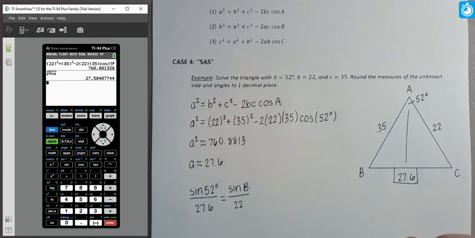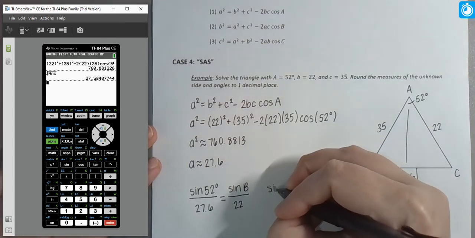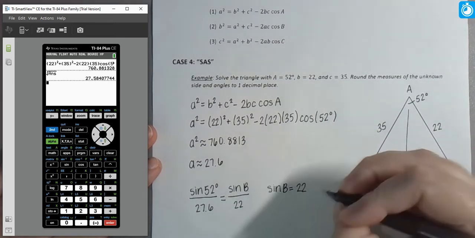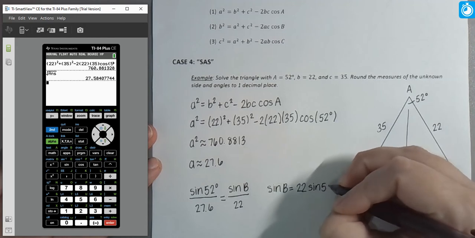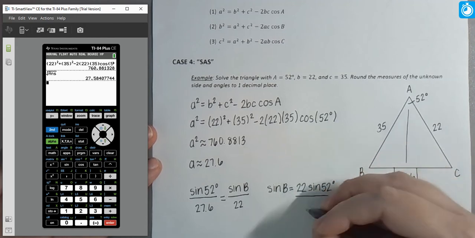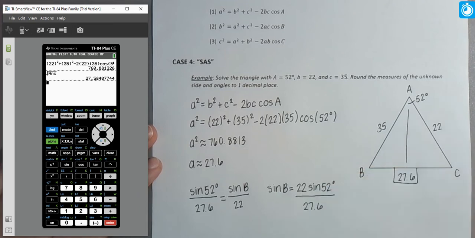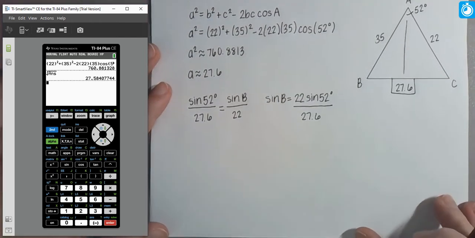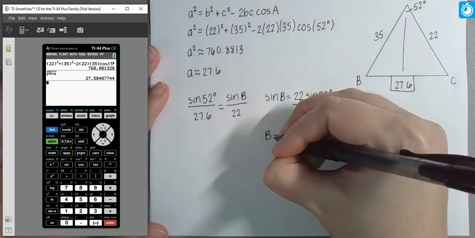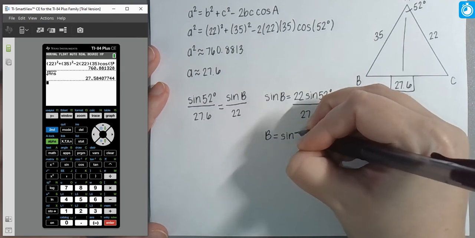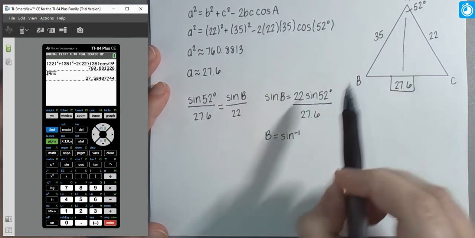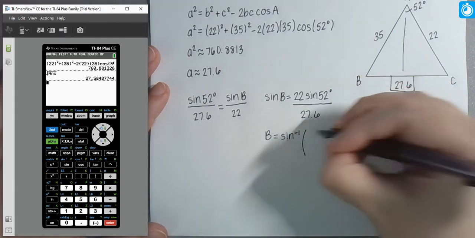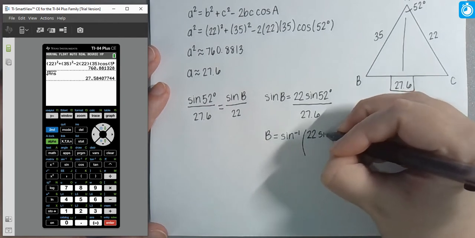Okay, so now we want to isolate sine of B. So sine of B is equal to, move your 22 over, 22 times the sine of 52 degrees divided by 27.6. And we know we take the inverse sine in order to solve for the angle. So B is going to be the inverse sine of this expression. So essentially this is the value of sine for our angle. We want to know what is the angle to give us that particular value of sine.